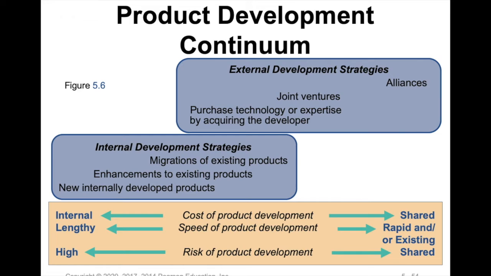For external, your strategy is to have alliances with other companies, do joint ventures, purchase technology or applications from others, or acquire another developer. If we look at this product continuum, in terms of cost, it is shared with other companies. From the perspective of speed of product development, it is much more rapid, and the risks are shared, because you have two companies cooperating.